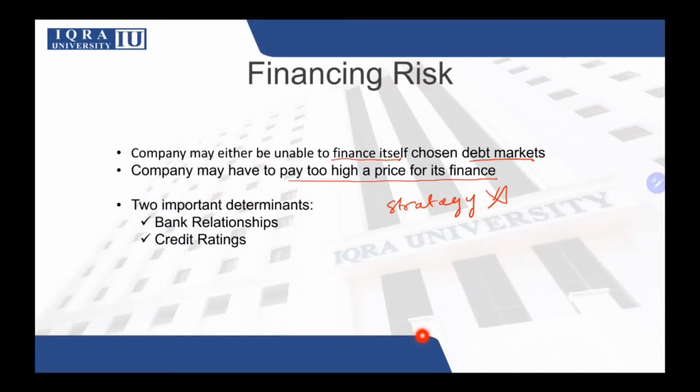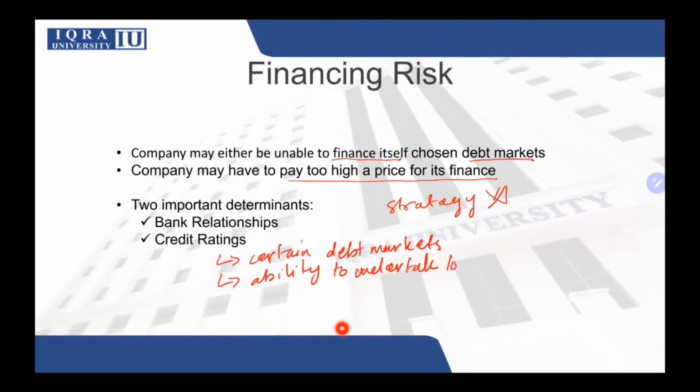Moreover, the credit rating is also very important because it has an impact on the ability to access certain debt markets. So it's going to provide accessibility. It also has an impact on the ability to undertake long-term derivative instruments, so you need to have a good credit rating in order to do so. And the first point that we had discussed was that it has an impact on the cost of debt.